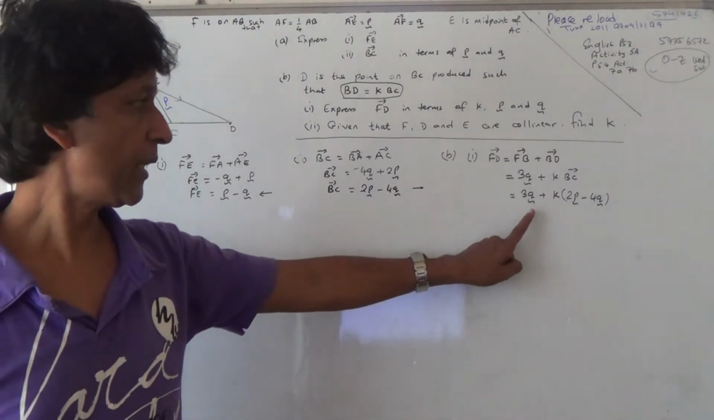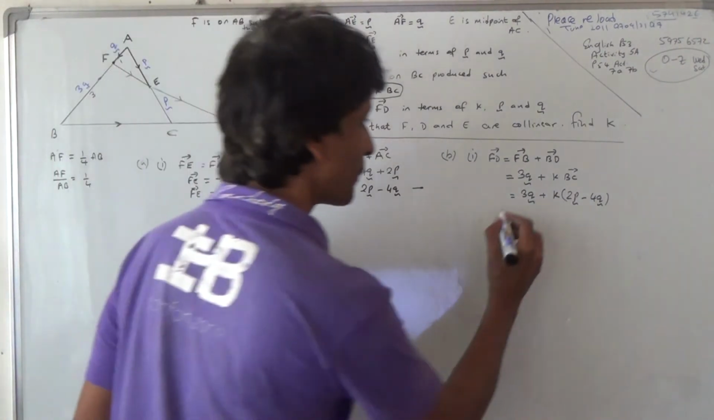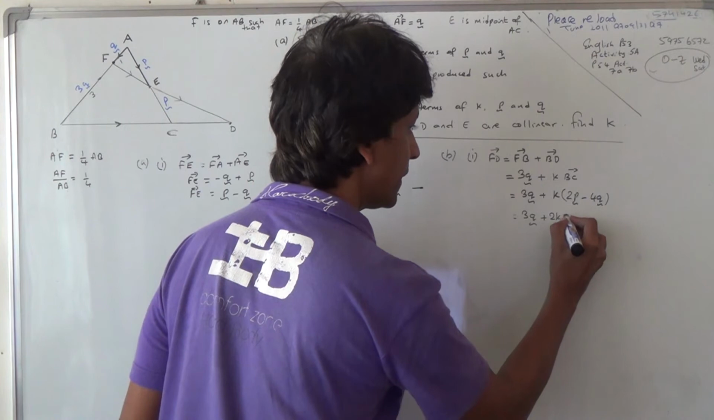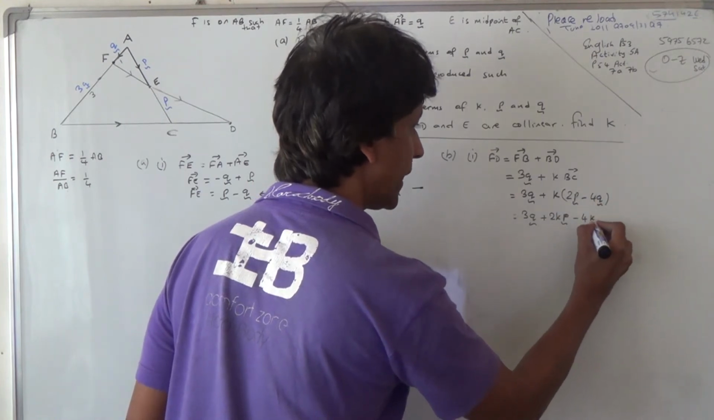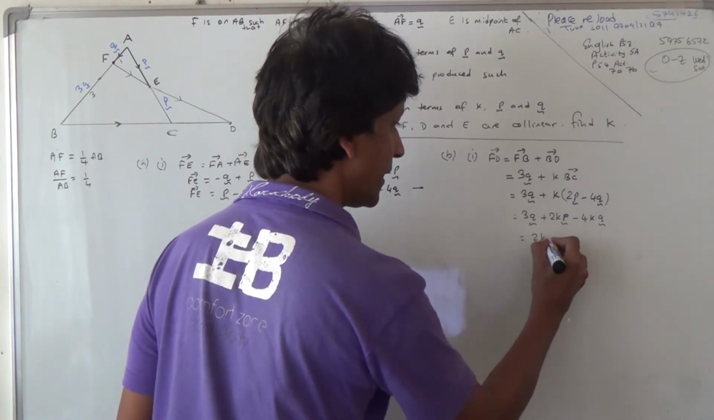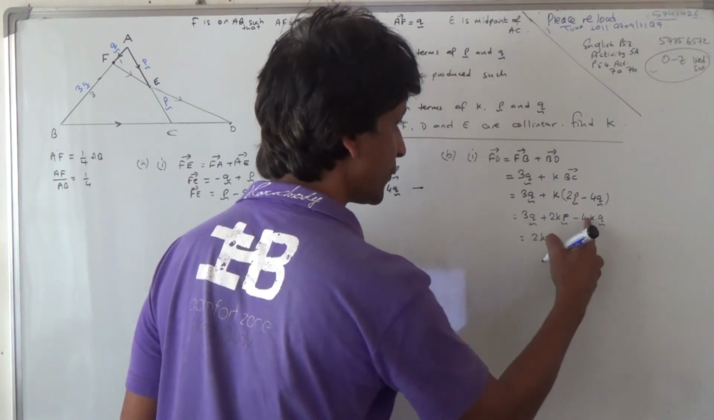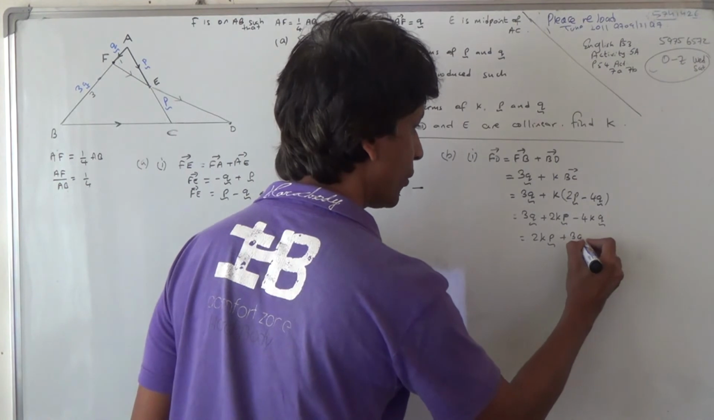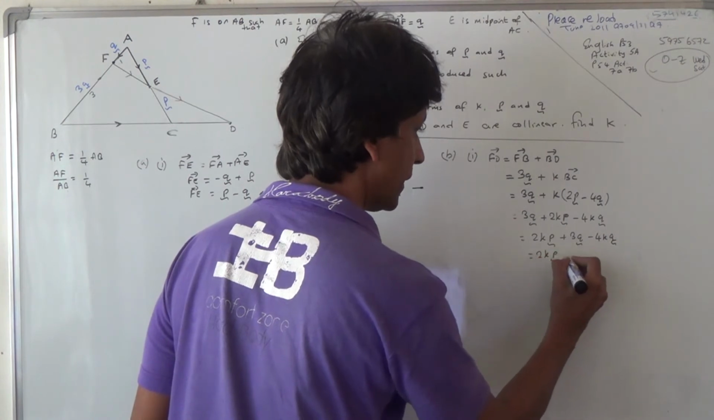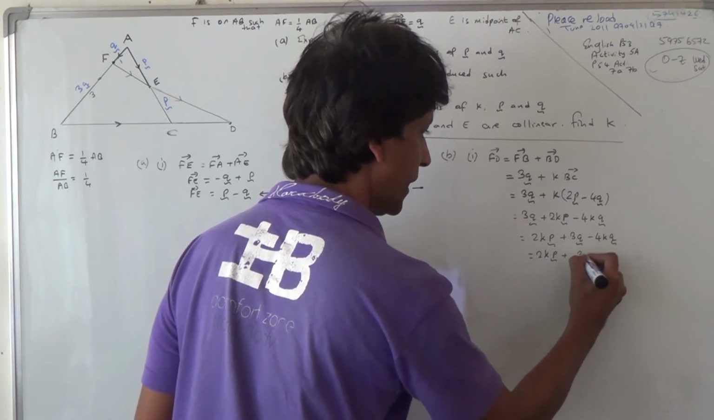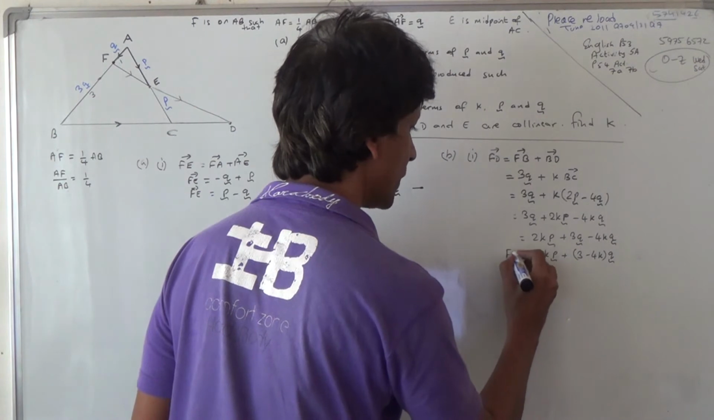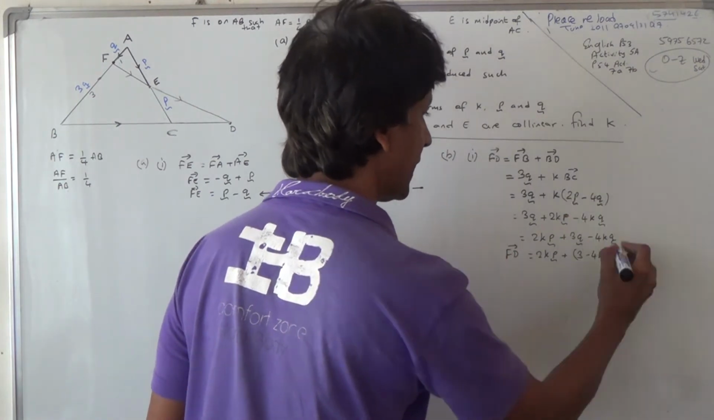Right, now from here we're going to have to distribute this. So 3q plus 2k vector p minus 4k vector q. The q and the q can be on one side, so I've got 2k vector p, 3q minus 4kq, that is 3q minus 4k times q. As we see, q and q is common, and I've got 3 minus 4k inside, and the q can stay outside. So this is FD in terms of vector p, vector q and k, where k is a constant.